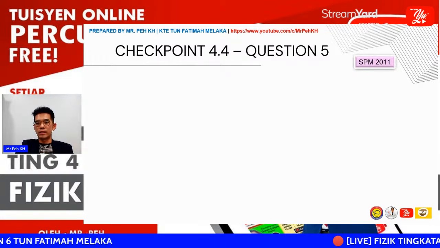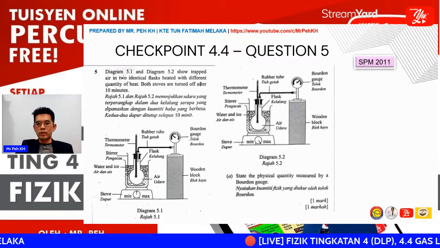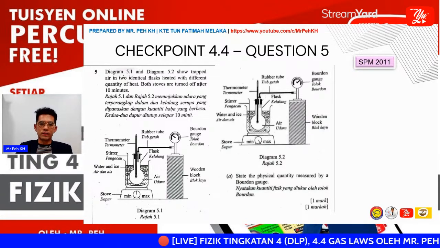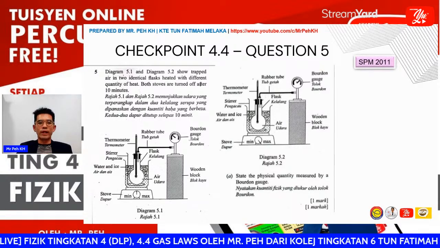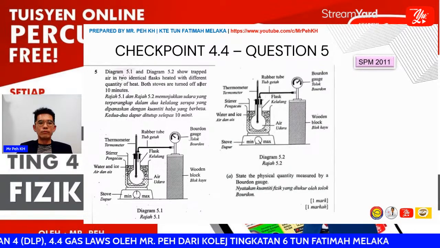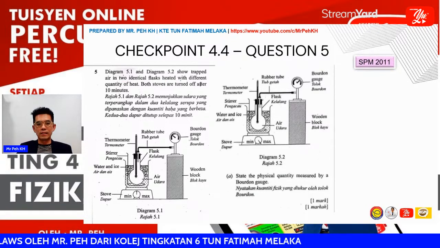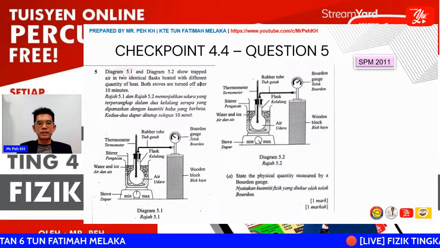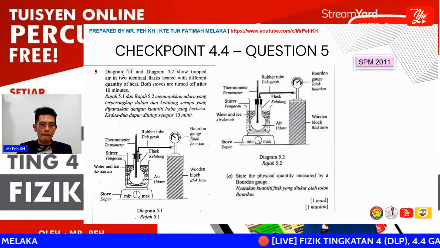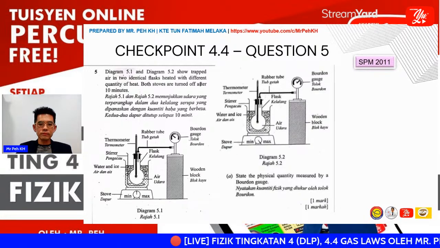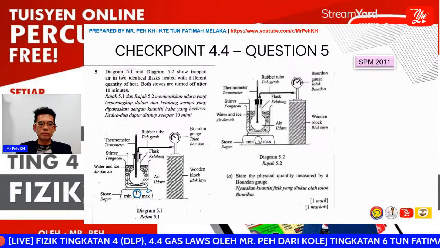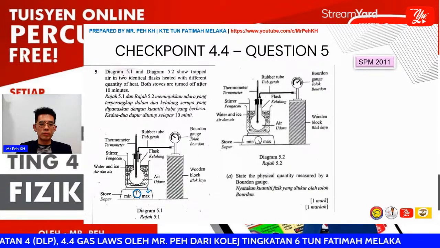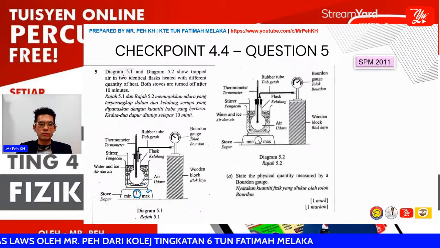We do another 2 questions here. This question is from 2011. It's regarding the conception. So you can see the question together. Diagram 5.1 and 5.2 show trapped air in 2 identical flasks heated with different quantity of heat. Both stoves are turned off after 10 minutes. Initially, you can see the temperature is minimum, here at the middle.